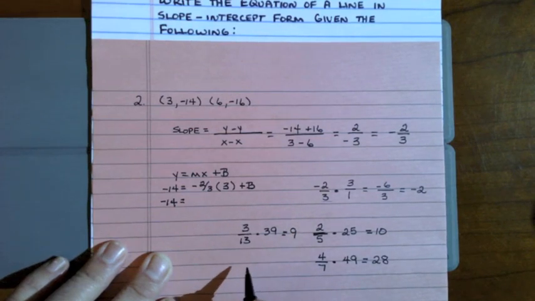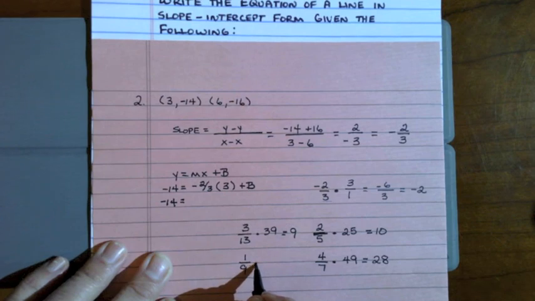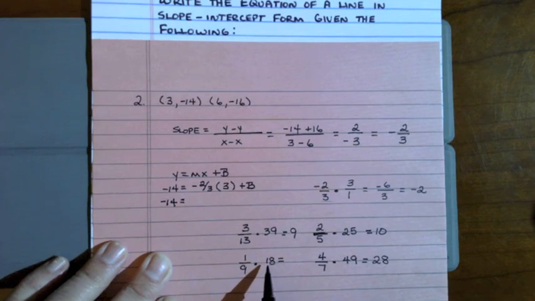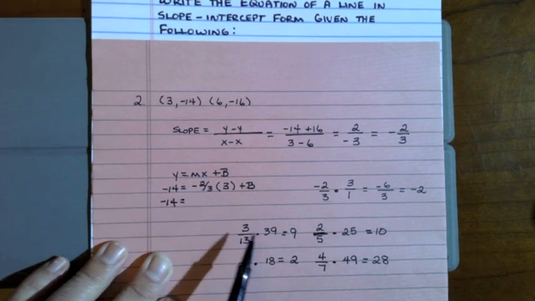Let's try another one. 1/9 times 18. I can't divide these, but I can divide these. 18 divided by 9 is 2. 2 times 1 is 2. So when I'm doing these problems, this is the technique I'm going to use. One more.